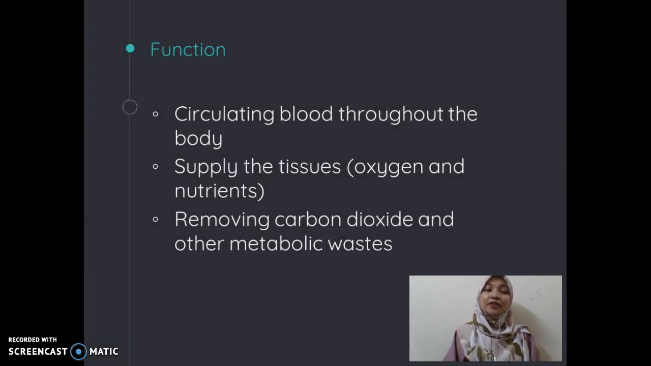Next, I will explain about the functions of the circulatory system. I'm pretty sure that all of you know the functions of the circulatory system, but in order to complete my task today, I would like to explain again. Basically, the circulatory system functions to circulate blood throughout the body and supply the tissue with oxygen and nutrients. It also functions to remove carbon dioxide and other metabolic waste.